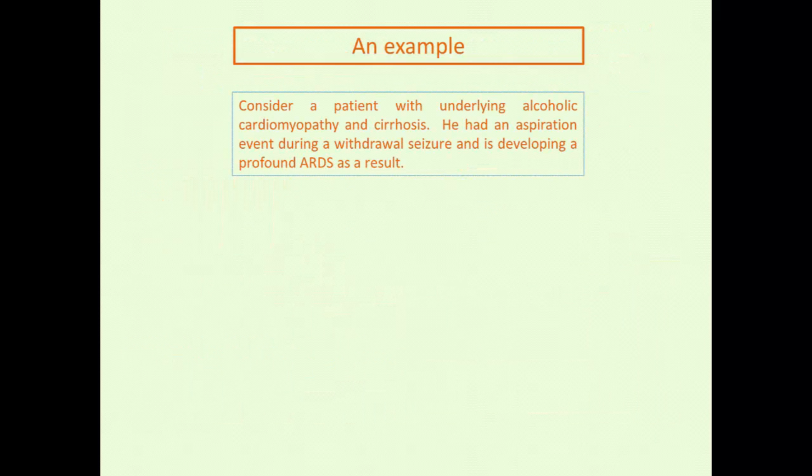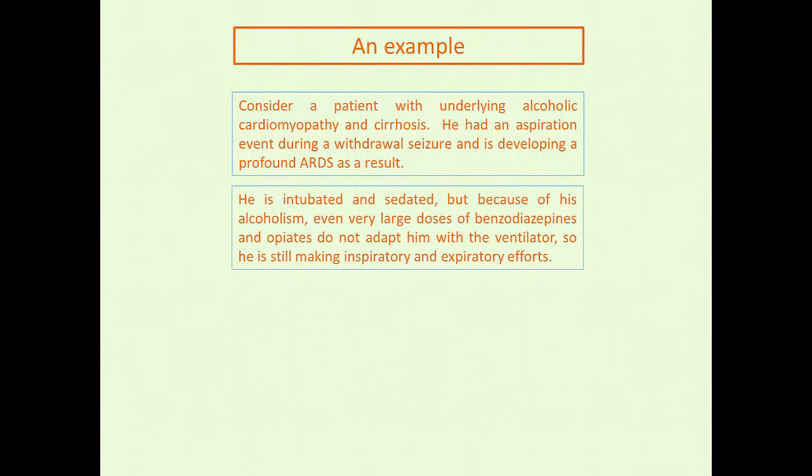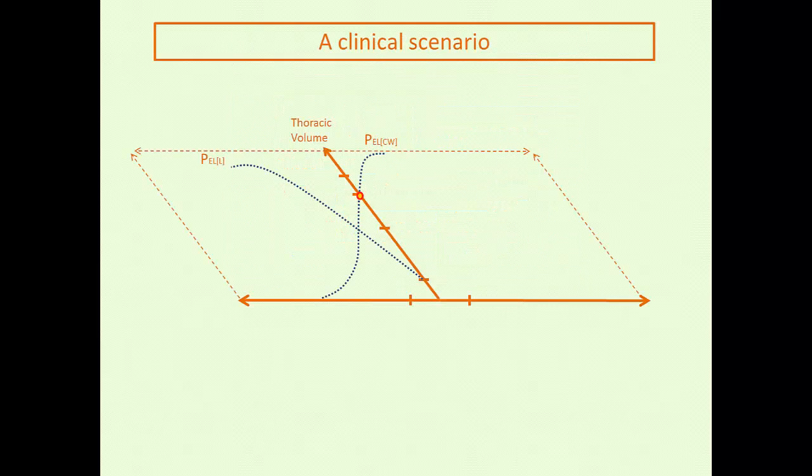So I want to leave you with this example as we move away from pulse pressure variation in this overview: a patient with underlying alcoholic cardiomyopathy and cirrhosis. There's an aspiration event during a withdrawal seizure, and he's developing profound ARDS. So this is not an uncommon patient in an intensive care unit. The patient is intubated and sedated, but because of his alcoholism, even large doses of benzos and opiates do not adapt him with the ventilator. So he's still making fairly profound inspiratory and expiratory efforts. He's got large ascites and he's febrile.